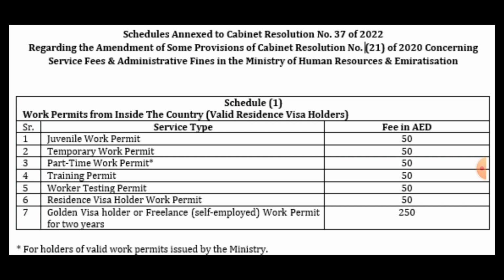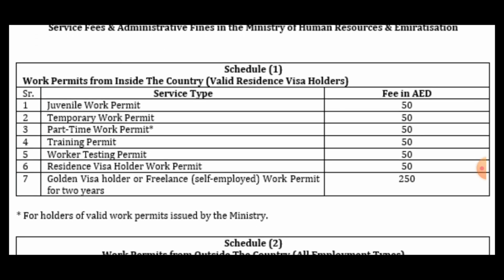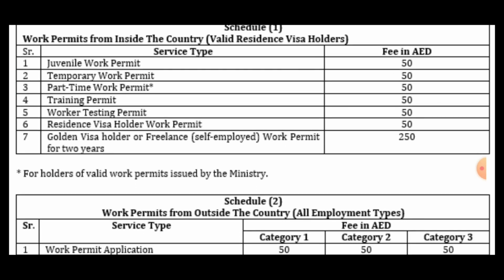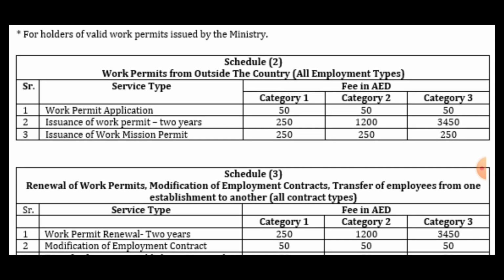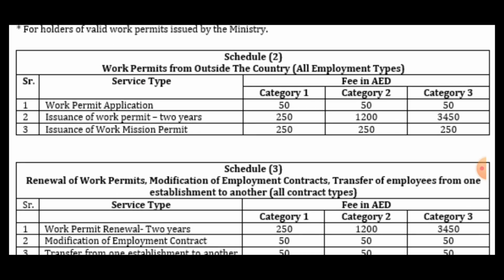And the 7th, golden visa holder or freelance self-employed work permit for 2 years, this is 250, and the above is also 2 years. So these are for the people who are inside the country. For holders of a valid visa issued by the ministry, these are the fees. Now we will discuss something very important, schedule 2, work permit from outside the country, all employment types.